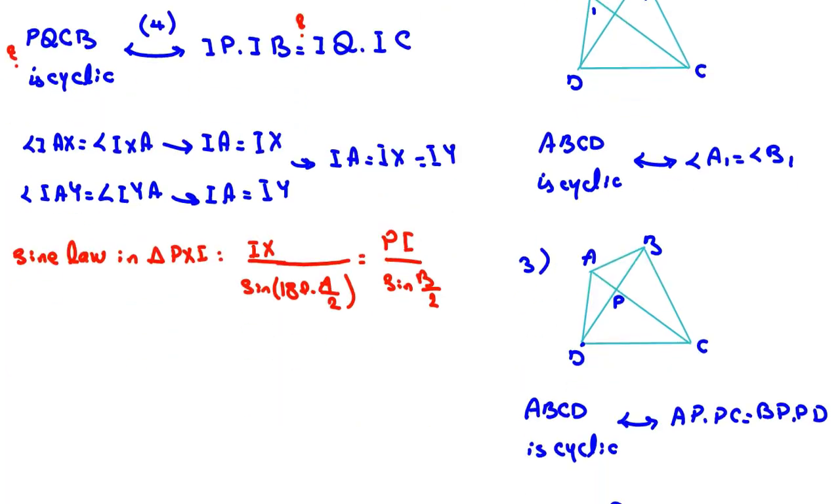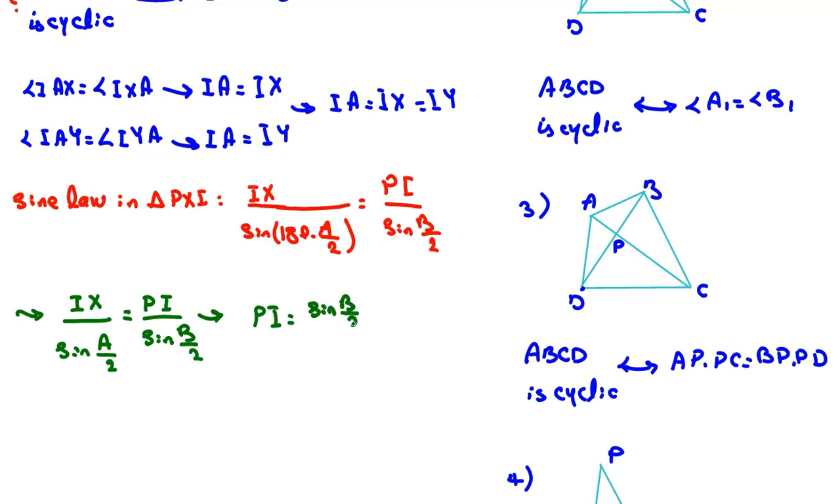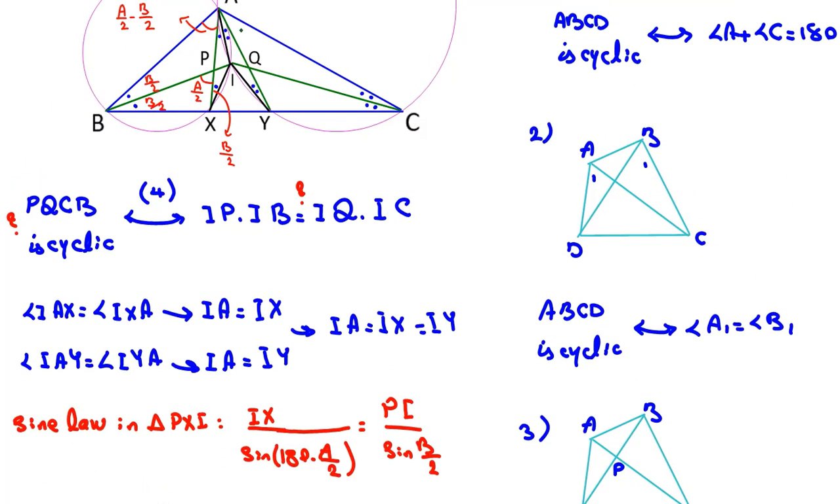Now, let's focus on this. We know that sine of 180 minus some alpha equals sine alpha. So we can say IX over sine A over 2 equals PI over sine B over 2. So we can say PI equals sine B over 2 over sine A over 2 times IX. Now, PI is for what? For part B from vertex B. IQ is what you see from vertex C. So all things are the same, only here you should see from C.